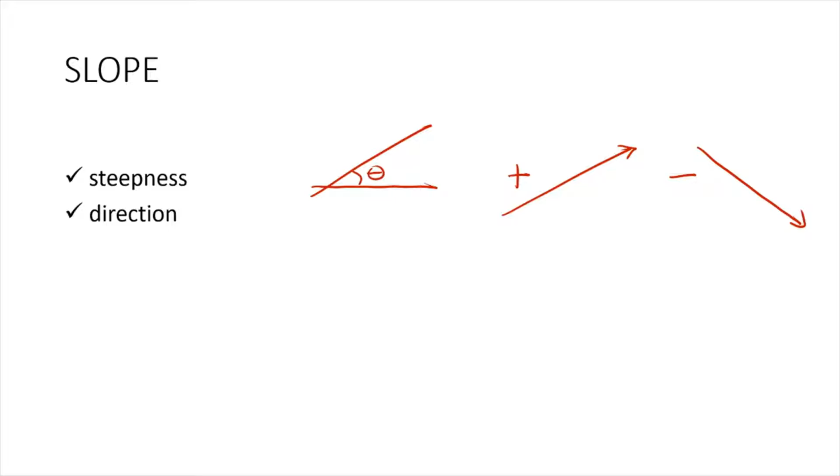Alright, so the slope is usually denoted as m, and it's expressed mathematically as the change in the y values over the change in the x values. So if you have 2 points, say (x2, y2) and (x1, y1), then the ratio between the difference in the y values and the difference in the x values is the value of the slope. And you can also think of it as rise over run.